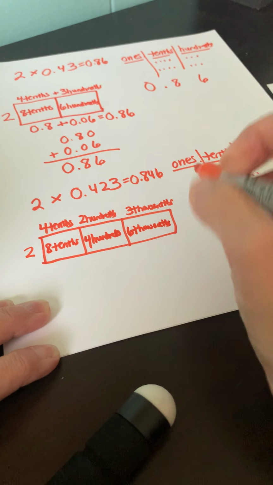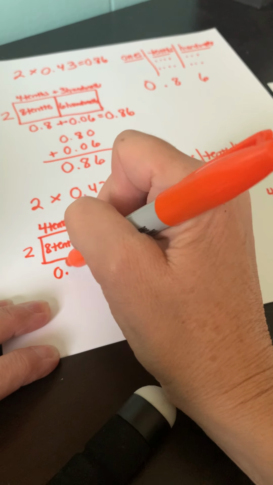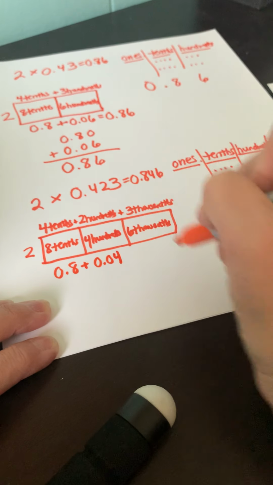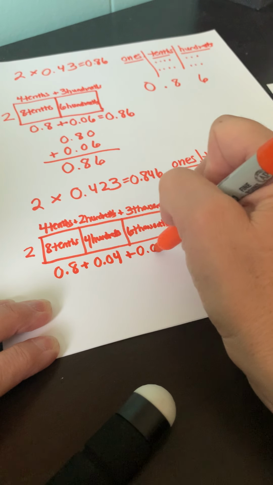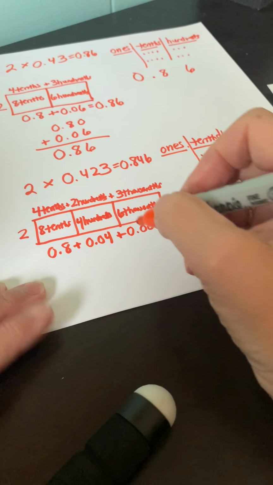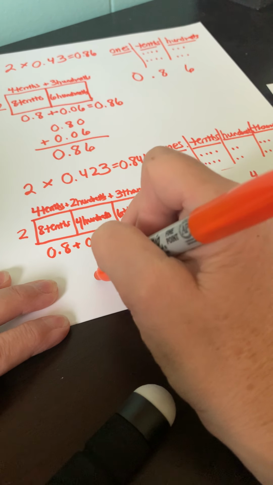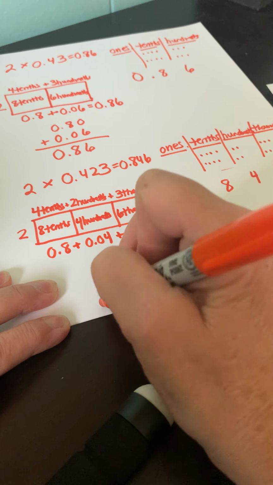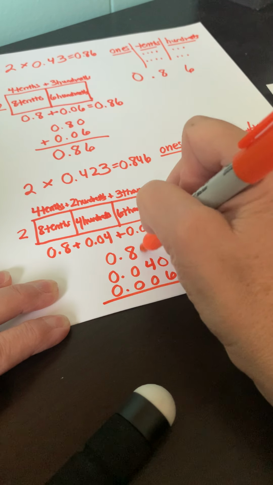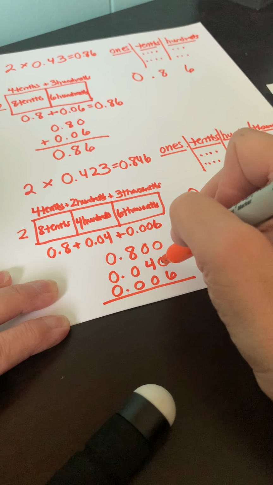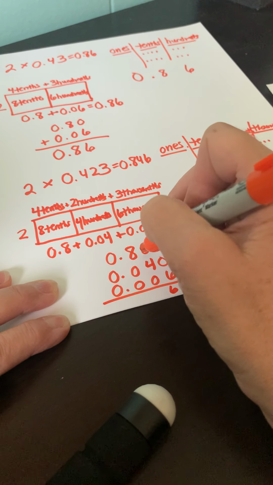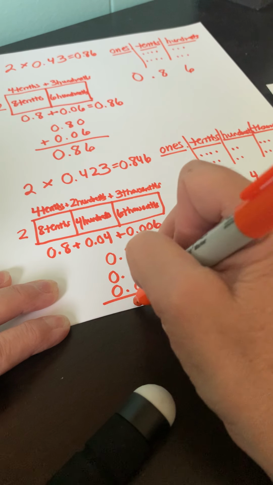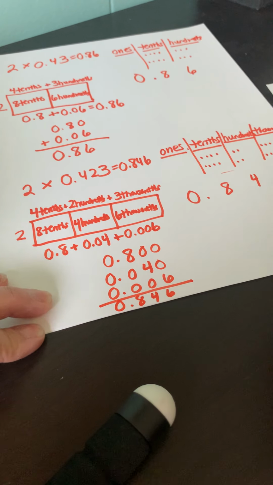6,000. Super important to label your unit. Then I write them. This is 8/10 plus 4/100 plus 6,000. I line these up. 8/10, 4/100, 6,000. You can fill in your zeros. 0 plus 0 plus 6,000 is 6,000. 0 plus 400 plus 0 is 400. 8/10 plus 0 plus 0 is 8/10. Same number.